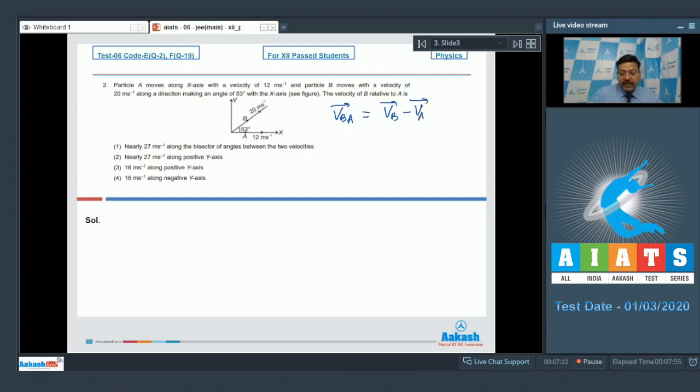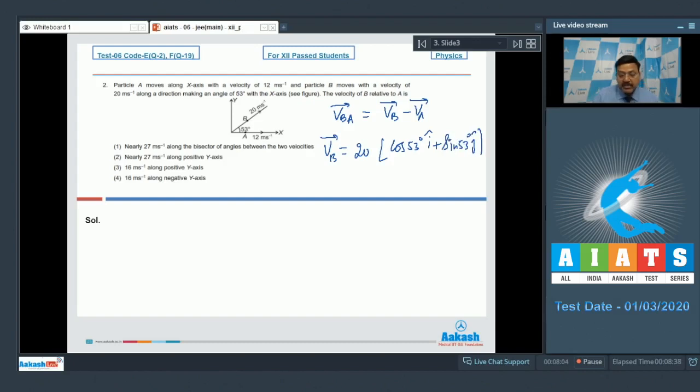So to find VBA, we need to put VB and VA in vector form. We can do that. So let's put VB in vector form using i cap, j cap unit vectors. Well, it's 20 meter per second at angle 53 degree with the x-axis, so it is 20, and along the x-axis it is cos 53 degree i cap, and along the y-axis we can write it as 20 sine 53 degree j cap.